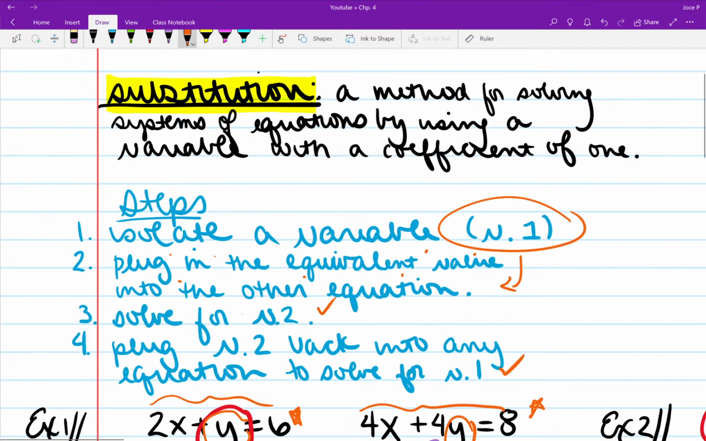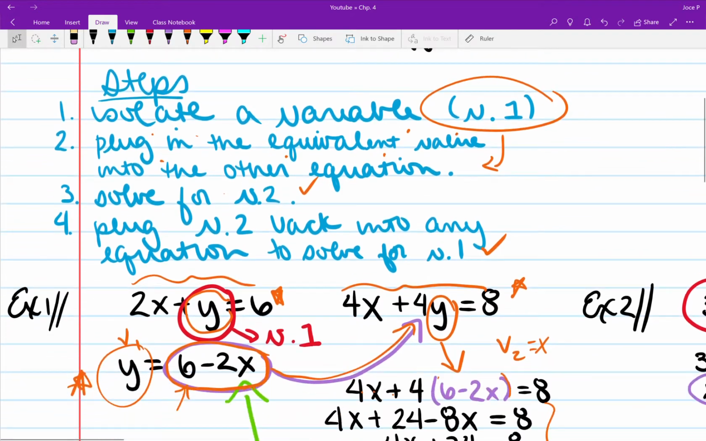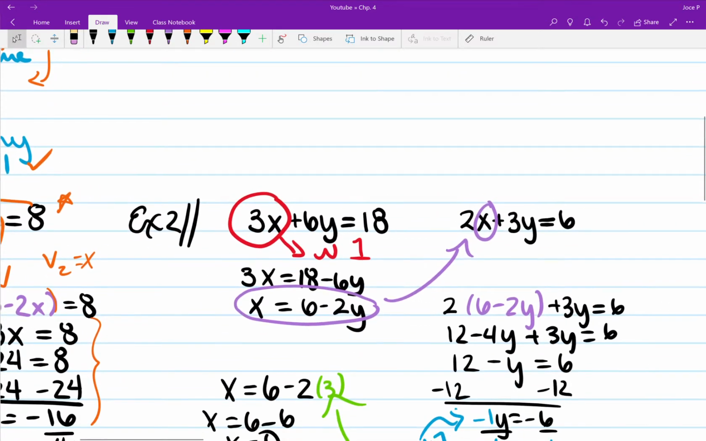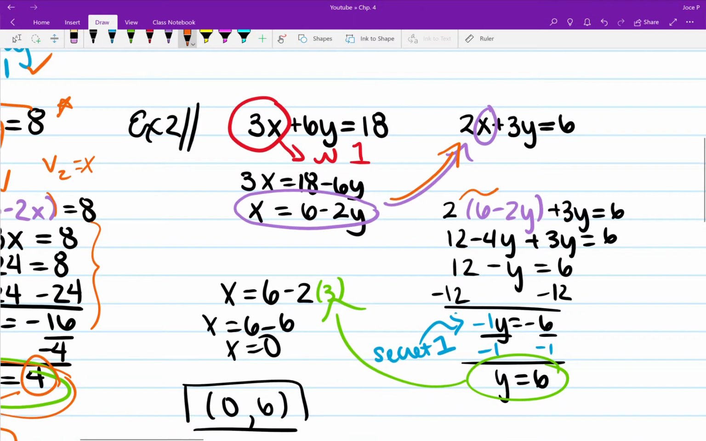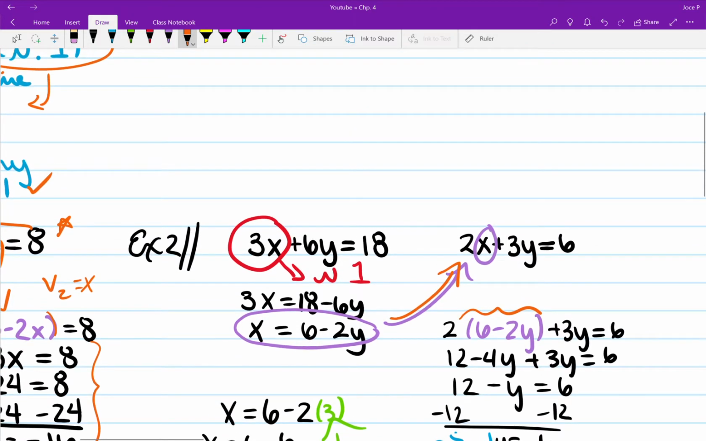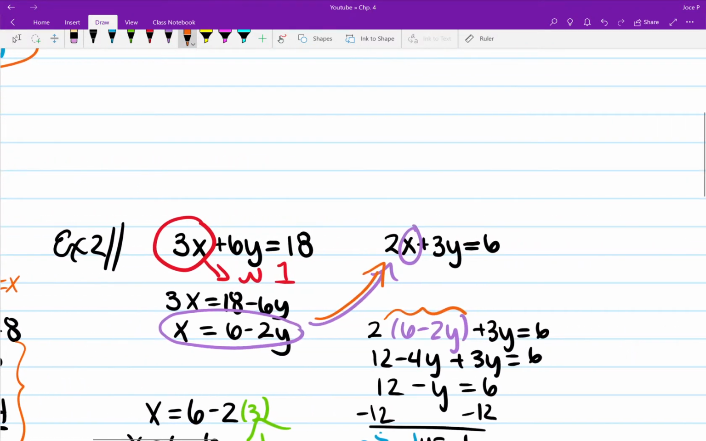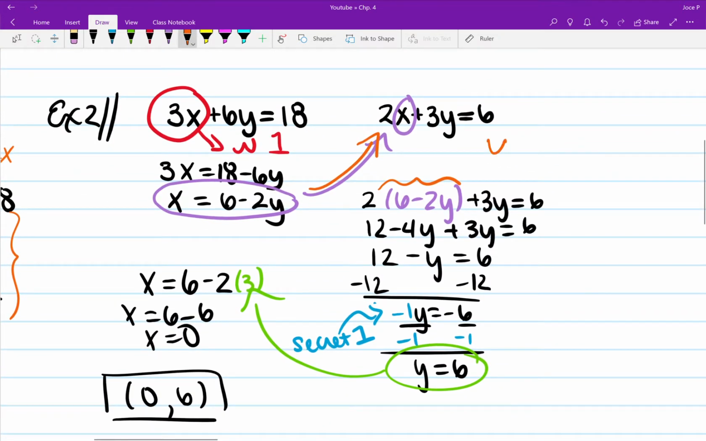Step 2. Plug in the equivalent value into the other equation. So we're taking x equals 6 minus 2y, and we're putting it into this equation right over here. Step 3, we're going to solve for v2. Now we're going to solve for v2, and over here, y equals v2. Cool. Solving for v2, we get y equals 6. That's step 3. We've solved for v2.